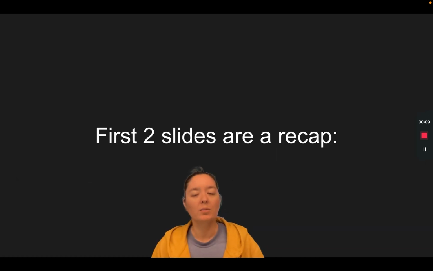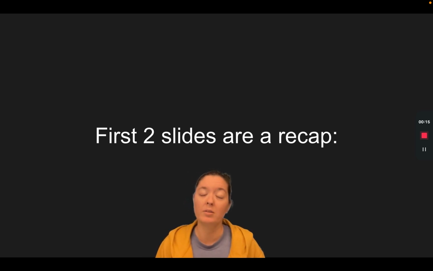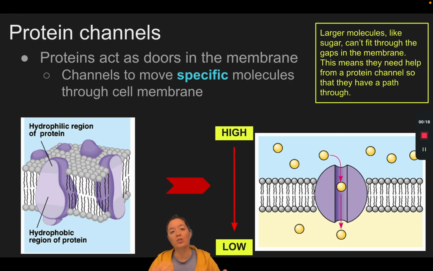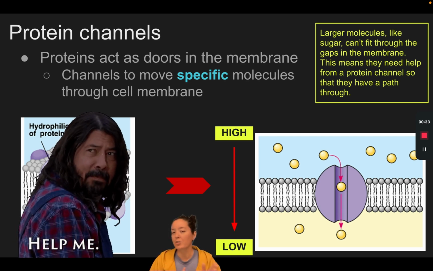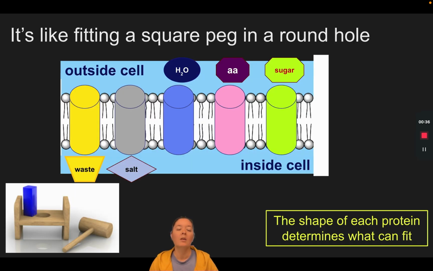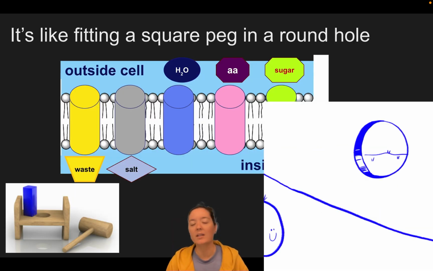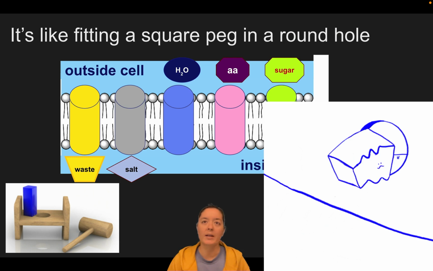So the first two slides we're going to see are a sort of recap of our last video, just to refresh our brains about what proteins are when we're talking about cell membranes. Protein channels are doors that go into and out of the membrane that help very specific molecules through the membrane if they can't fit through the phospholipid bilayer. Mostly that's larger molecules or things that are ionic or have some sort of charge and need a little extra help getting through the membrane. It's a lot like fitting a square peg into a round hole if it's not the right molecule.